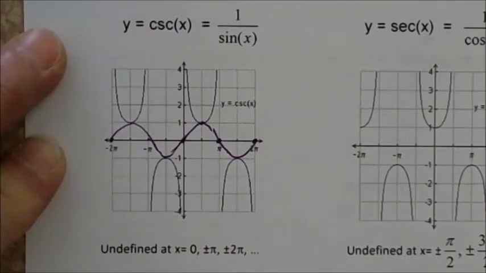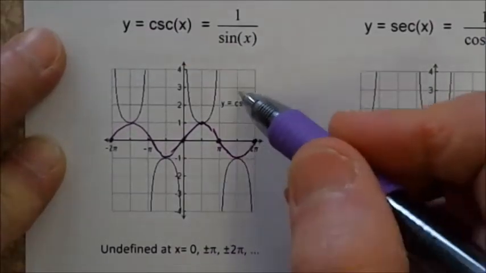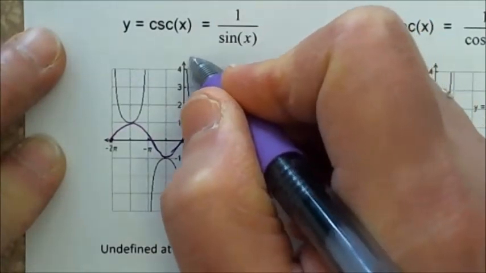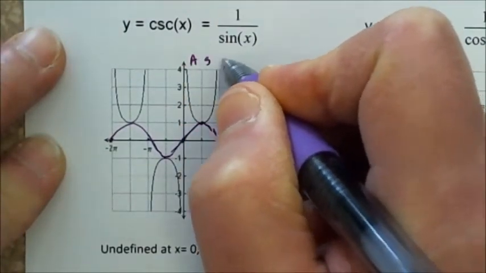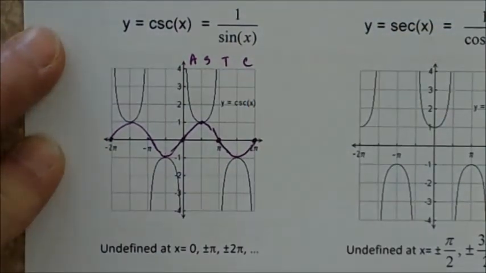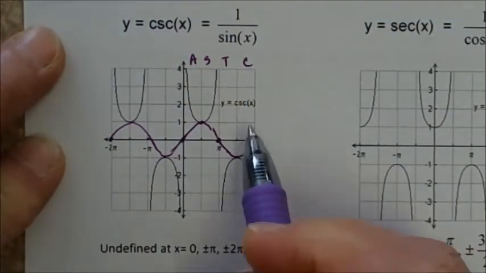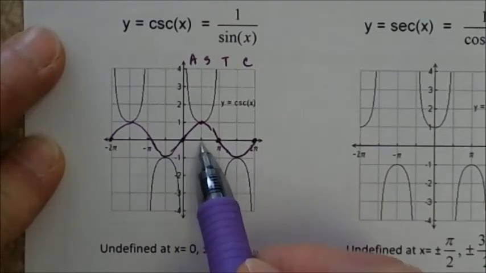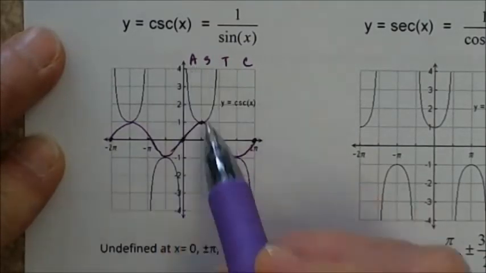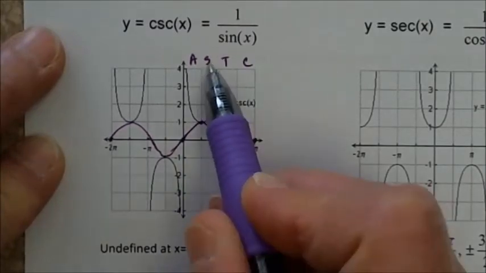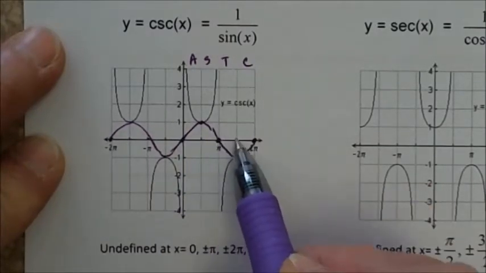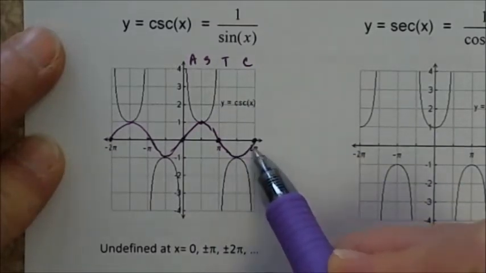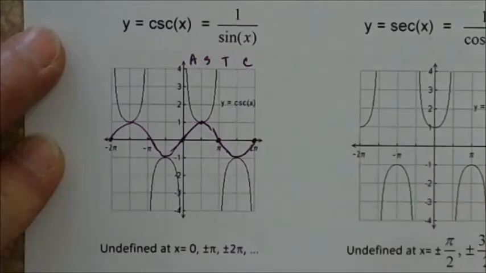Now, another thing to look at is, before I draw in the asymptotes, all students take chemistry, right? Because from 0 to 2 pi, that's one full rotation, okay? From 0 to pi over 2, that's quadrant 1. From pi over 2 to pi is quadrant 2. From pi to 3 pi over 2, that's quadrant 3. And from 3 pi over 2 to 2 pi, that's quadrant 4.